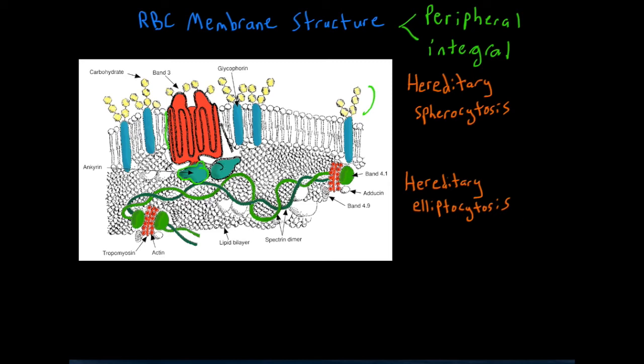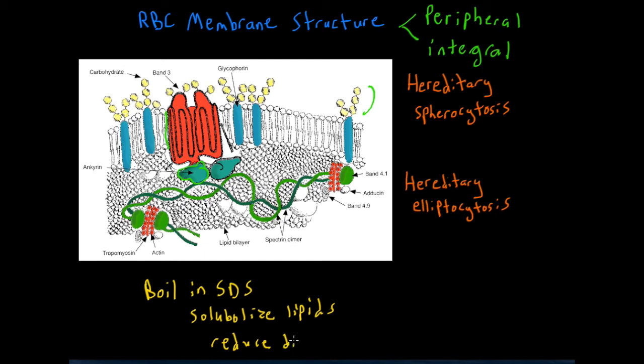Now, proteins themselves are extremely difficult to isolate. So all of these proteins, because they are within the lipid bilayer membrane, they have to be boiled in a detergent known as SDS. By boiling in SDS, we will solubilize the lipids in the lipid bilayer membrane, as well as reducing disulfide bonds, which add to the structure and the integrity of the membrane with the proteins.